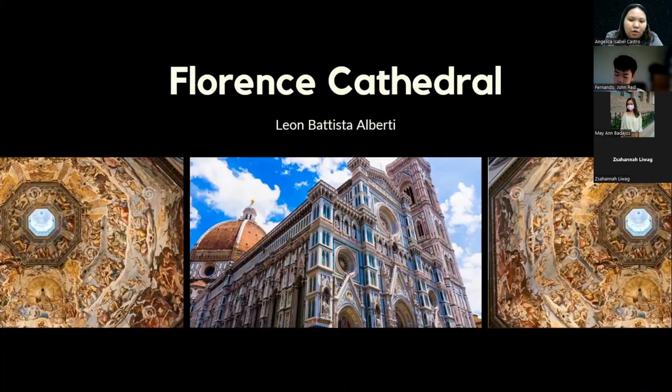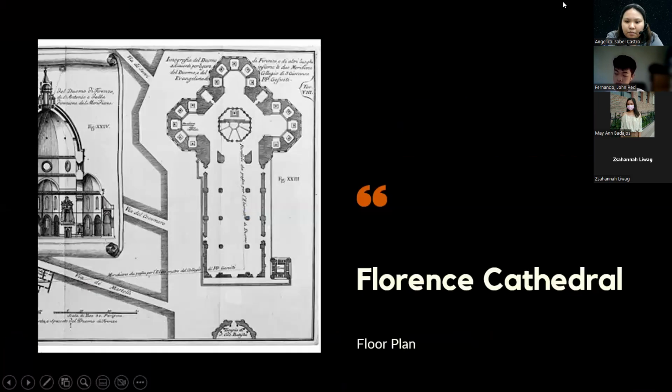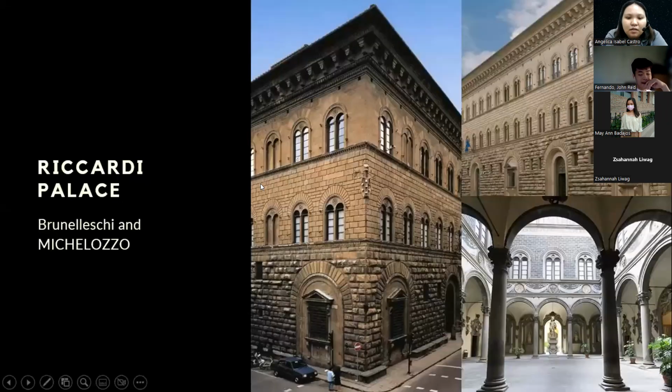Florence Cathedral. So this is the floor plan of your Florence Cathedral. I'd just like you to take note. This is a plan for a cathedral, but this is a plan for a Gothic cathedral. Later on, actually in your Renaissance era, we will see more circular plans. But I'd like to remind you that your Florence Cathedral is partly Gothic, partly Renaissance. So it still follows the cross plan.